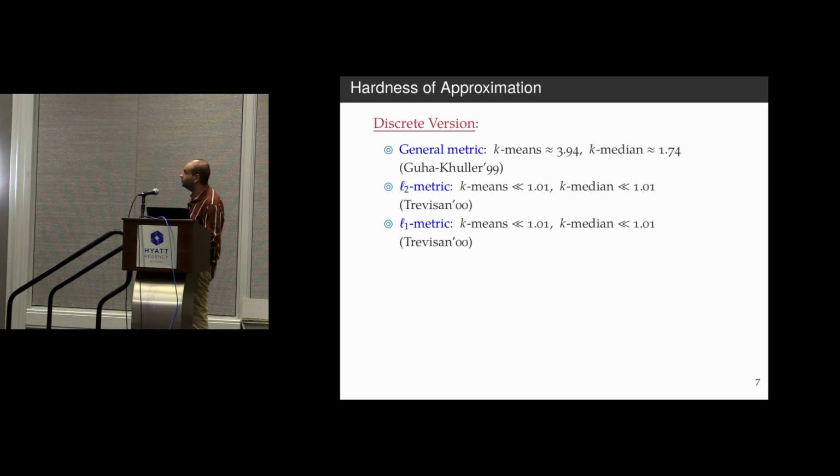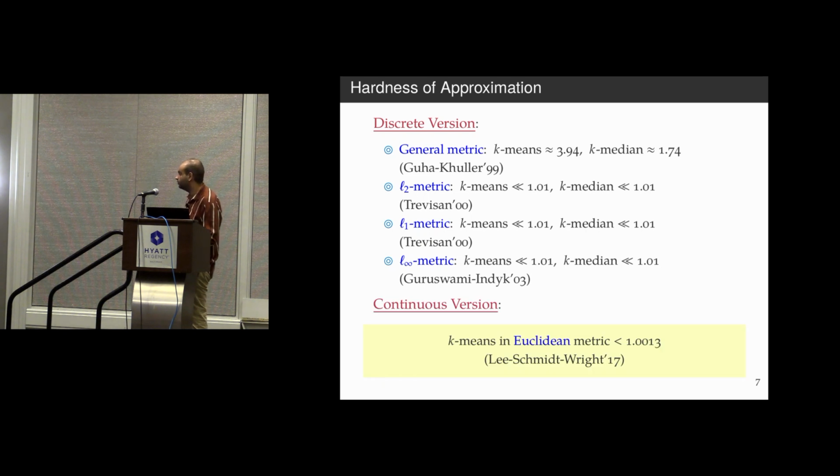But as soon as we go to the Lp metrics, things become very bleak again. So here, for k-means and k-median, all we know is 1 plus epsilon for some very small epsilon. And for L infinity, again, we hope that L infinity has such rich structure, we should be able to do something, but no. In the continuous version of things, this was a long-standing problem, and it was only recently addressed, and our best answers are like 1.0013.